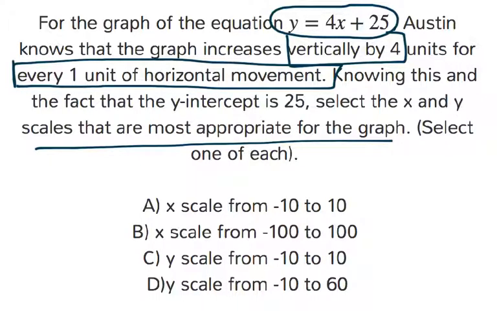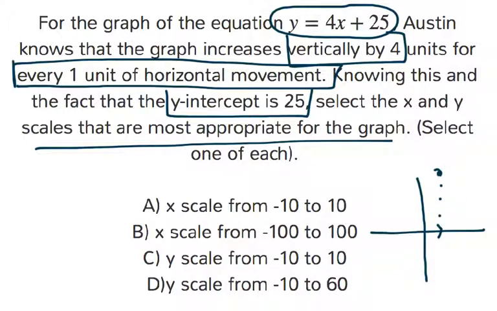Knowing this and the fact that the y-intercept is 25, all right, another key piece of information there, select the x and y scales that are most appropriate for the graph. Pretend you're about to graph this equation. Well, just from sketching it out, if it's increasing 4 units up for every 1 unit of horizontal, that means when I move over 1, I have to move up 4. 1, 2, 3, 4. So that's a very tall graph, right?